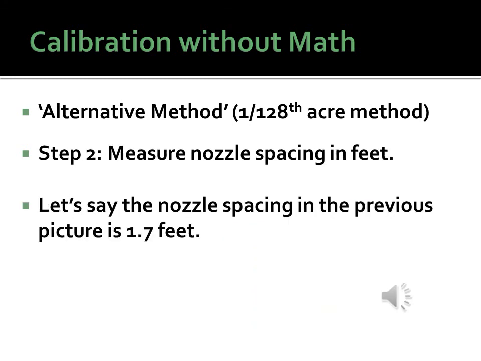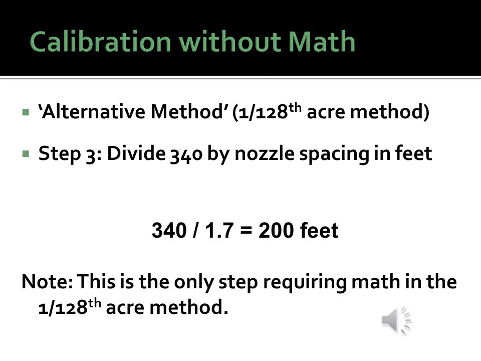Step two, you're going to measure nozzle spacing in feet. Let's say that the nozzle spacing in the previous picture is 1.7 feet, a little over 1.5 feet. All right, step three, we're going to divide 340 by the nozzle spacing in feet. This gives us 340 divided by 1.7, which gives us 200 feet. This is the only step where you need to perform any math. This is going to be the length of our course too, 200 feet.